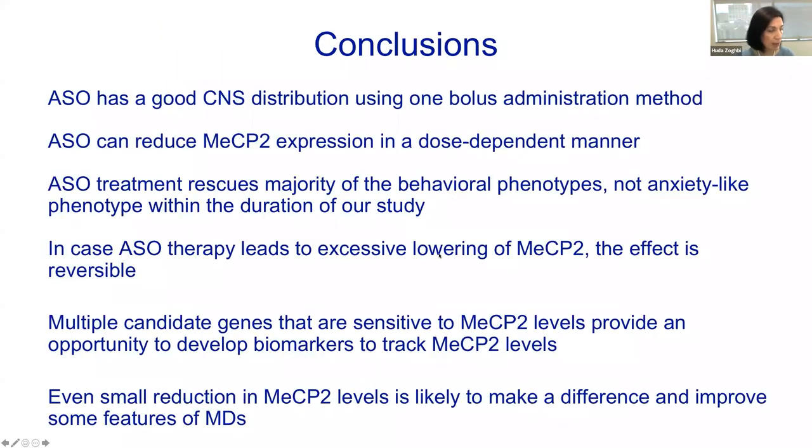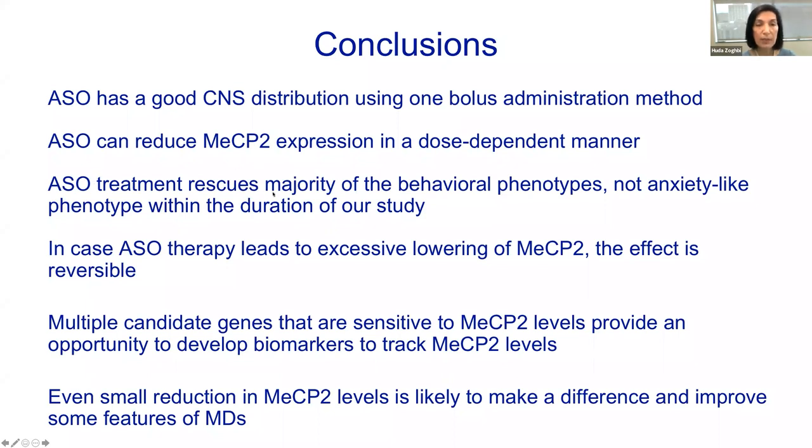So now I want to summarize all that I've shared with you so that we can have some time for discussion. I hope that I convinced you that the ASO has good distribution in the brain using a strategy that will be mimicking the clinical administration of the drug. It can reduce MECP2 expression in a dose-dependent manner, just as you would use medicine for high blood pressure or diabetes, where you titrate the dose.